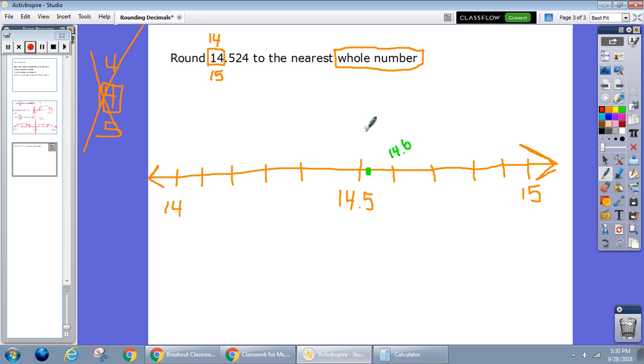All right, so let's draw our midway point. Alrighty, here's the real question. Am I closer to 14 or am I closer to 15? Well, I'm on this side of my halfway point, so my number is rounding to 15. So 14 and 524 thousandths, to the nearest whole number, is going to be 15. So there you go. Just a little review for you.